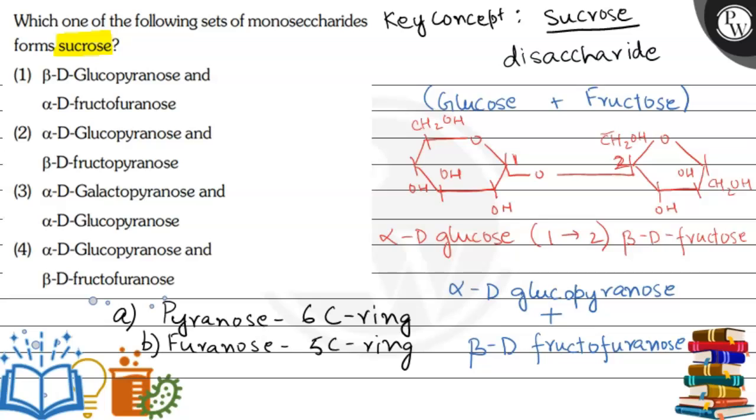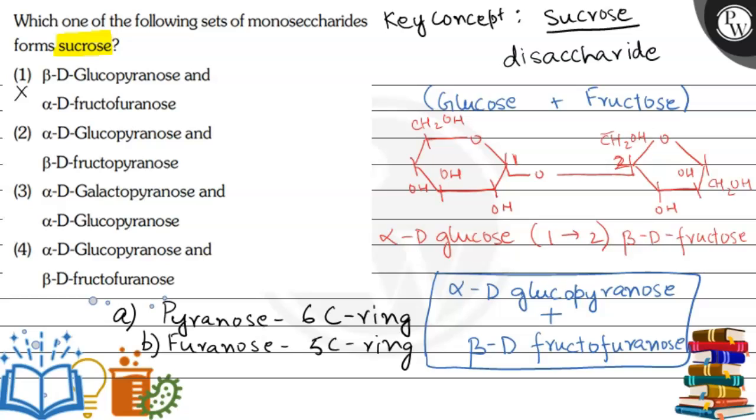So, therefore, sucrose is composed of alpha D-glucopyranose and beta D-fructofuranose. So, if we see our options, then we can see that option 1 is saying beta D-glucopyranose and alpha D-fructofuranose. So, it is not the correct option because it is not beta D-glucopyranose, but it is alpha D-glucopyranose, and it is not alpha D-fructofuranose, it is beta D-fructofuranose. So, option 1 is not our answer.